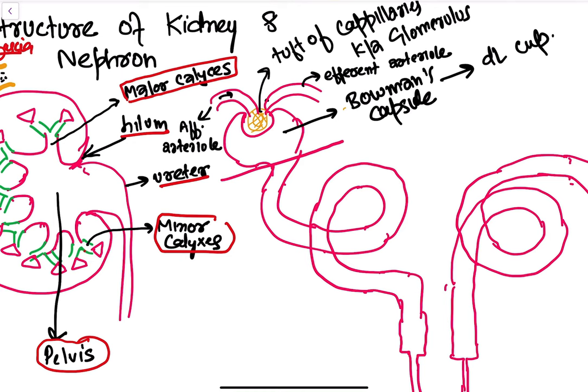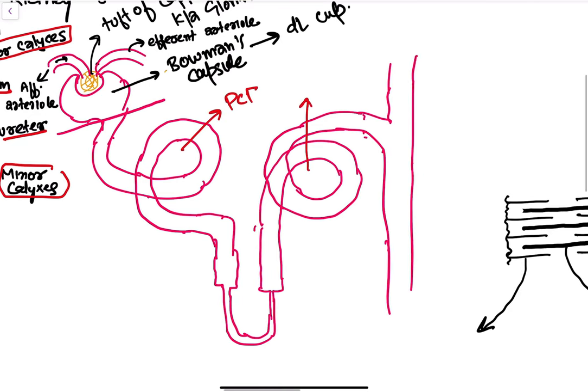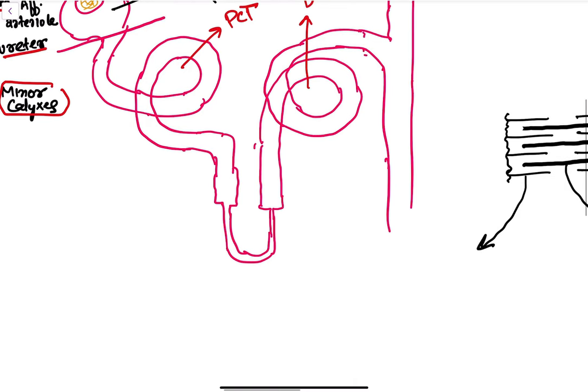Now an important thing: this first convoluted tube here is called the proximal convoluted tubule or PCT. The second convolution is called the distal convoluted tubule or DCT. Distal means far away. And this U-shaped part is called Henle's loop or the loop of Henle.